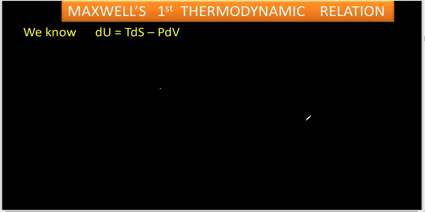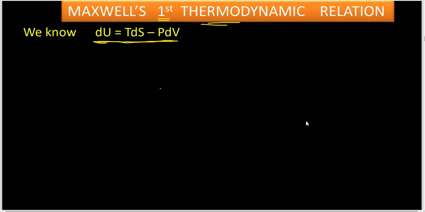Let's see. This is the first. Now derive the first Maxwell's thermodynamic relation. So the first equation is from U, internal energy, for the expression dU equal to TdS minus PdV. This is derived from the potential function. You can watch my video in the potential part. That's why dU equal to TdS minus PdV.